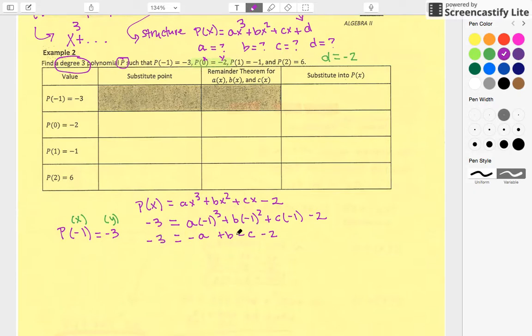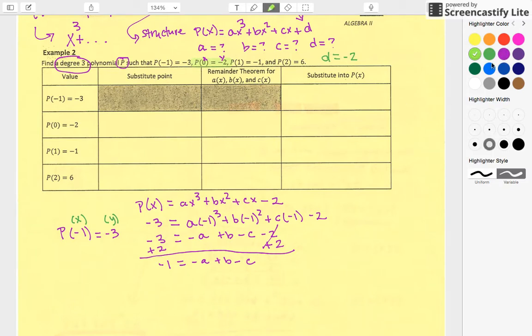We want to get all of our variables to one side, so I'm going to remove my constant term. So plus 2. Then these will cancel, and I get -1 is equal to -a plus b minus c. And this right here is our first equation. So I'm going to highlight this. This is our first equation.